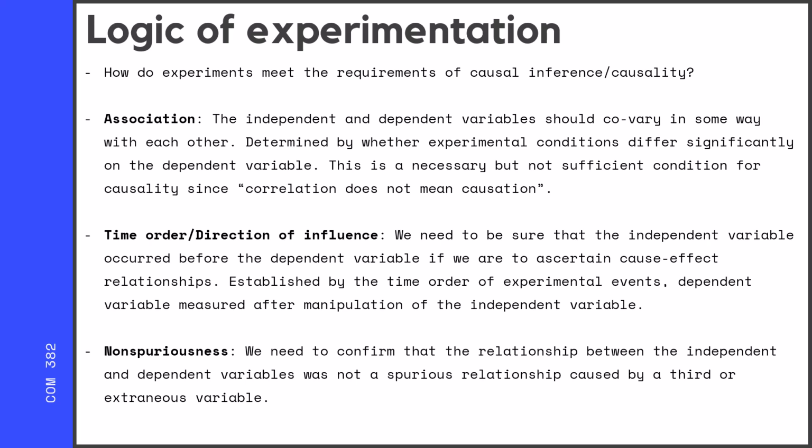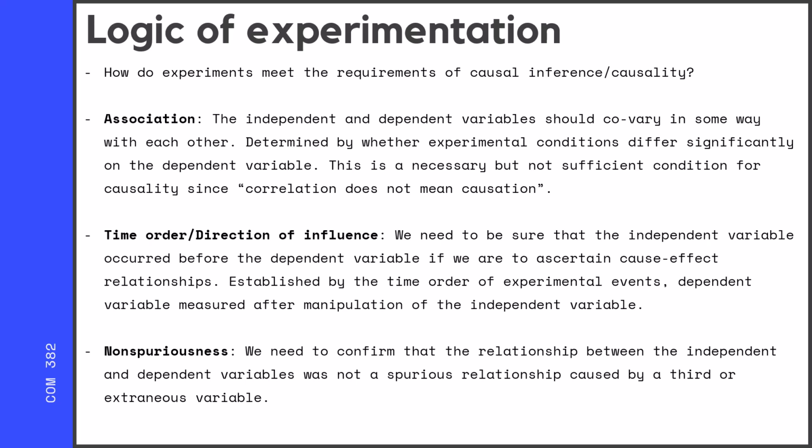When one goes up, the other goes up. When one goes down, the other goes down. When one is present, the other one goes up. When one is absent, the other one goes down. There's some relationship. This is determined by whether the experimental conditions differ significantly on the dependent variable. So we'll see if the dependent variable changed. This is a necessary but insufficient condition for causality because correlation does not mean causation. Just because things are related to each other doesn't mean they're causal, but it's the first thing you need to establish cause.